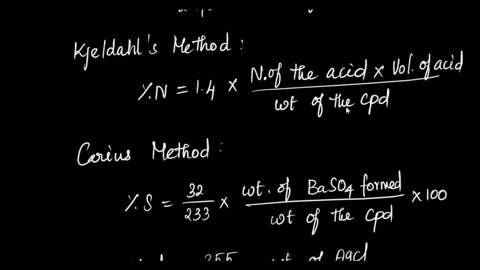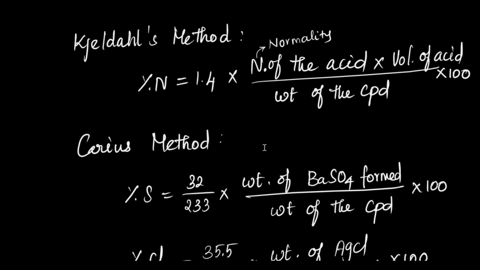In Kjeldahl's method, we have a slight variation, that is 1.4 into normality of the acid into volume of the acid, divided by weight of the compound into 100. Kjeldahl method, you have to focus while doing this because that is a bit different.